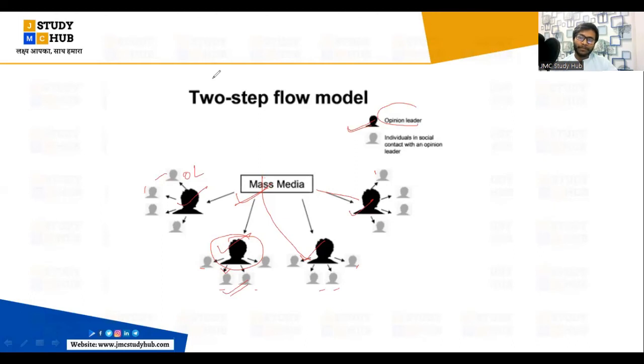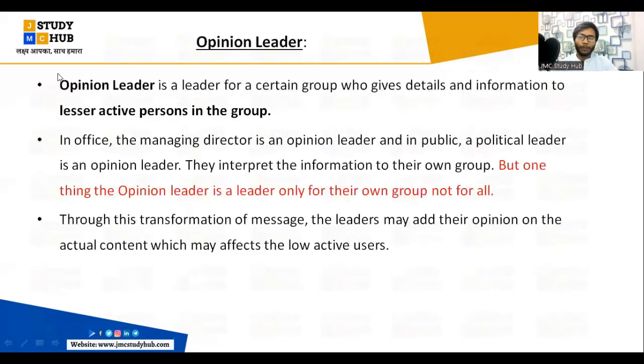So अब हम opinion leaders का थोड़ा सा definition को देख लेते हैं, जैसा आप लोगों ने भी बताया. ठीक है, opinion leaders देखिए. Opinion leader is a leader for certain group who gives detail and information to the lesser active persons in the group. ठीक है, lesser active people को वो inform करते हैं, डिटेल देते हैं. ठीक है, कुछ certain group को देते हैं.